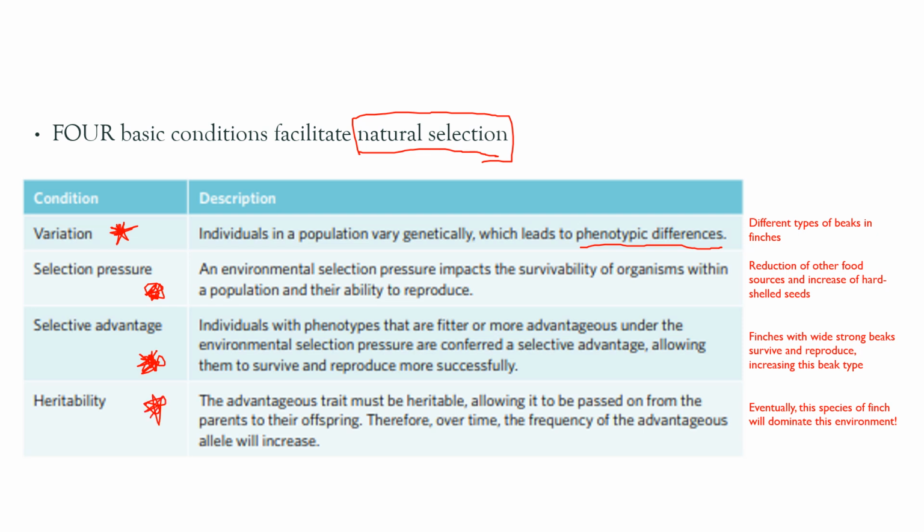And then the last one, like we talked about, is heritability. The mutation in that allele needs to happen in those germline cells, because remember, this needs to be a heritable characteristic. It needs to be able to be passed on to the offspring so that the allele frequencies can change over time. So they're the 4 conditions required for natural selection to occur.